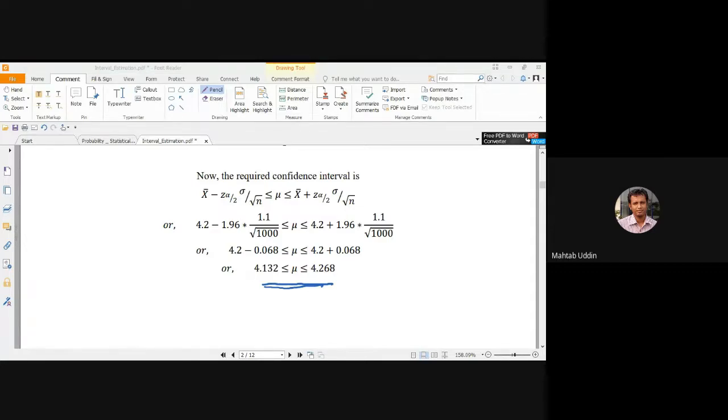Profit margin. Everything is related to the profit margin. Always the people used to make their profit maximum. To maximize the profit, they used to do this kind of practice. Like in this case, what we found?